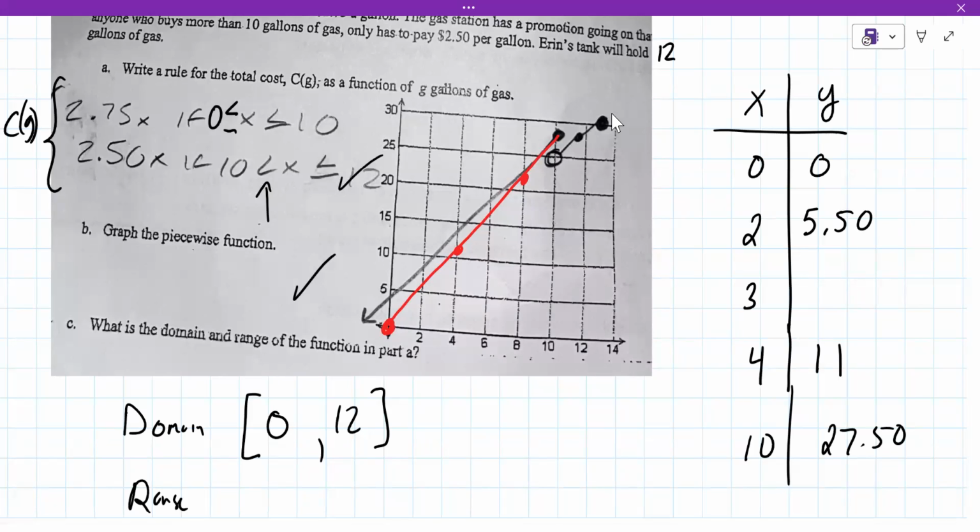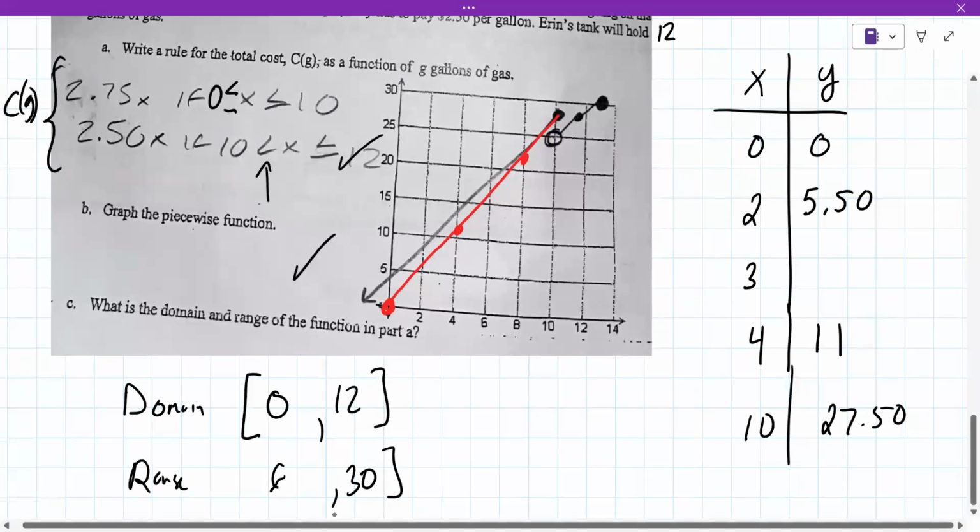Is that 30? Yes, the most you can pay is 30 and the least you can pay is 0.